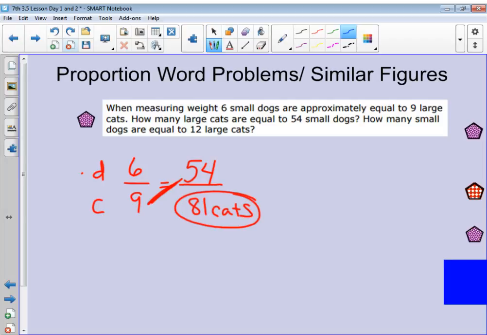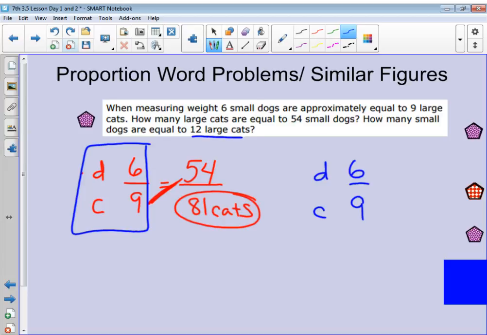It says how many small dogs are equal to 12 large cats. Okay, so I'm going to take my original ratio that I had. So I had dogs versus cats, and it was 6 to 9. And the third bit of information is 12 large cats. So where I have cats, I'm going to put a 12. Notice cats were the bottom here. Okay, so we're going to cross multiply: 6 times 12 and divide that by 9. And when I do that, I just found out that that would be 8 dogs.